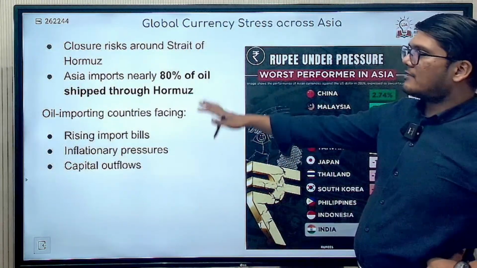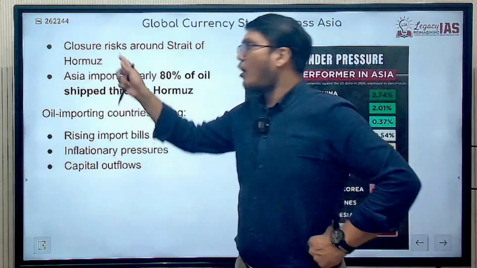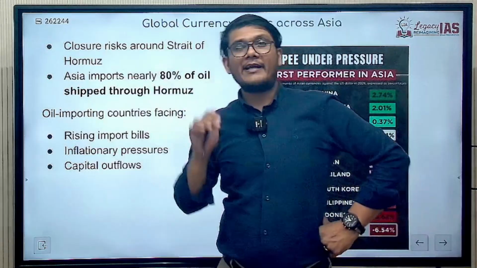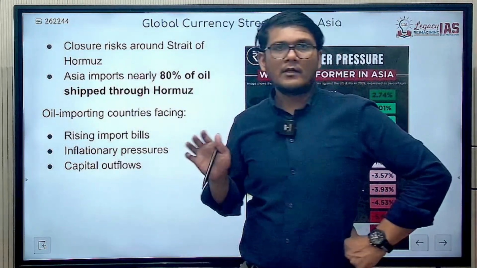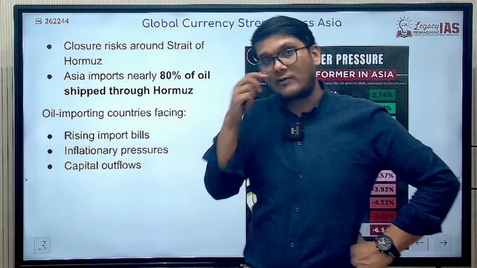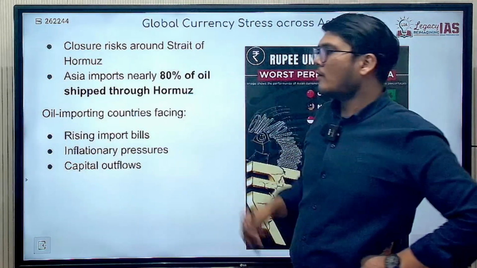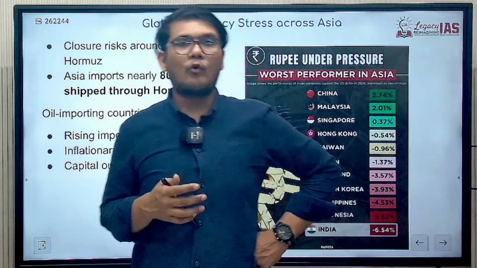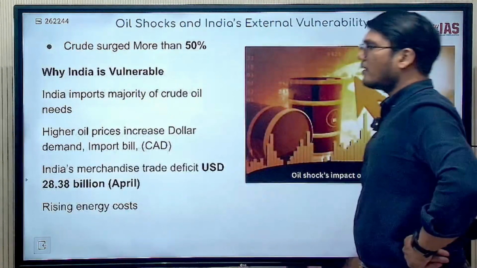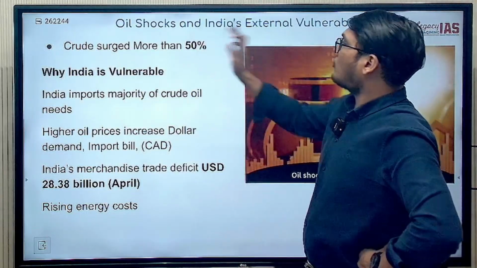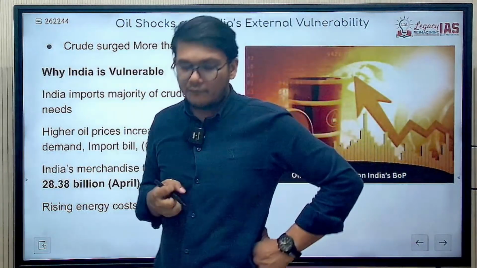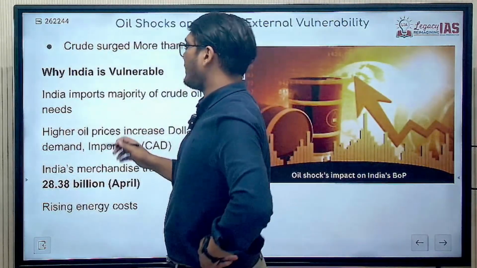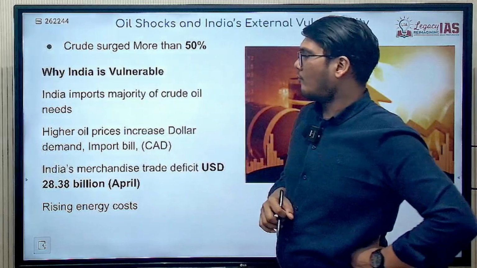Now, why is this? Because the Strait of Hormuz got closed, and 80% of the oil that India imports is shipped through the Strait of Hormuz. So the oil importing countries are facing increased import bills, right? Now, the oil shocks and India's vulnerability: because of the increased price of crude oil and the closing of the Strait of Hormuz, India is becoming more and more vulnerable.